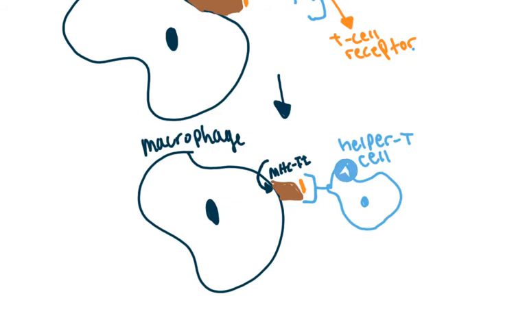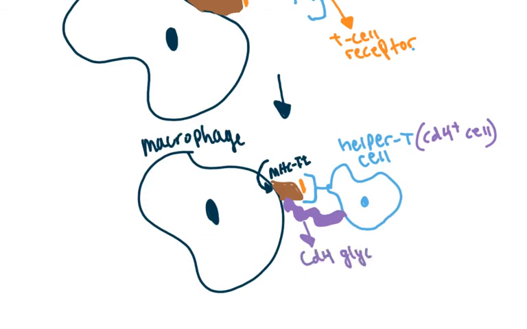But remember, we have another component to our helper T cell, which is why it's also called a CD4 positive cell. The name actually gives it away: we have a CD4 glycoprotein that latches itself onto the MHC2 complex. We need both components in order for this activation process to occur. So let's color this in, and let's label this as our CD4 glycoprotein, that's present on our helper T cell's membrane.